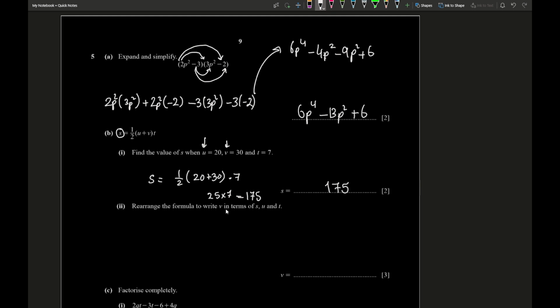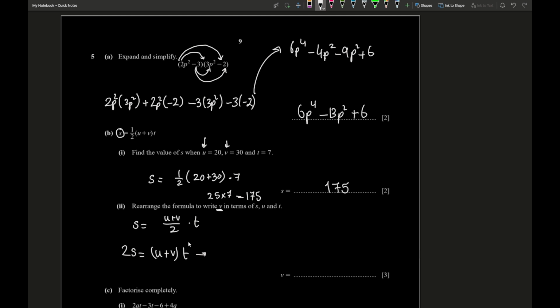Rearrange the formula to write V in terms of S, U, and T. We're supposed to rearrange this formula and make V the subject. Let's write it again. S is equal to (U plus V) divided by 2, times T. We can multiply both sides by 2 and we'll end up with 2S is equal to (U plus V) times T.